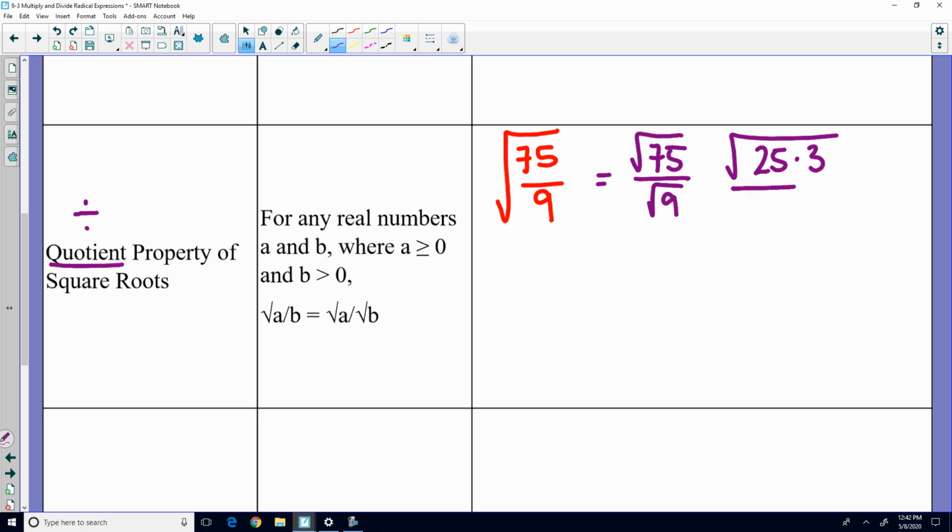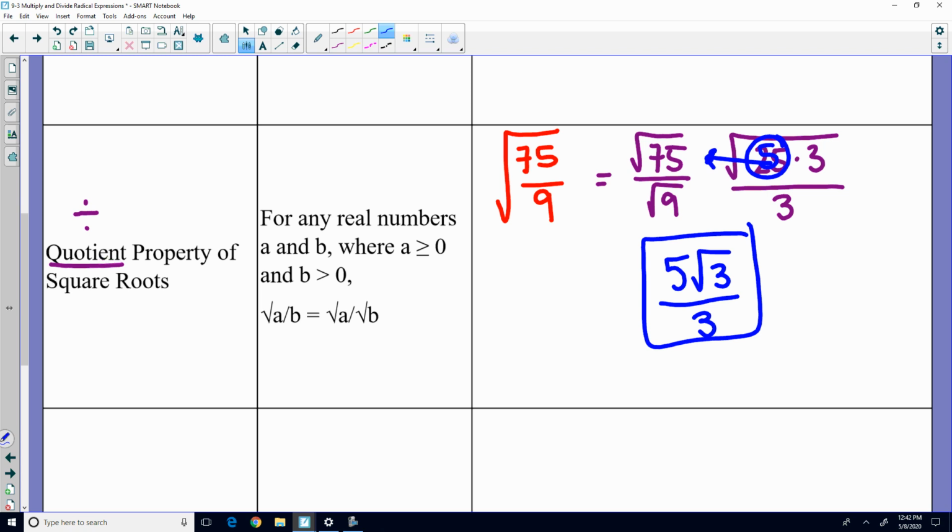I can't take any out. 9's perfect square is 3. So I can reduce the square root of 9 to the number 3. So I'm just going to rewrite it because the square root of 9 and 3 are the exact same thing. So we can simplify this down just a little bit more. Let's turn this 25 into 5 and bring it out. So I'd have 5 on the outside, square root of 3 over 3. That is how we're going to leave our answers.